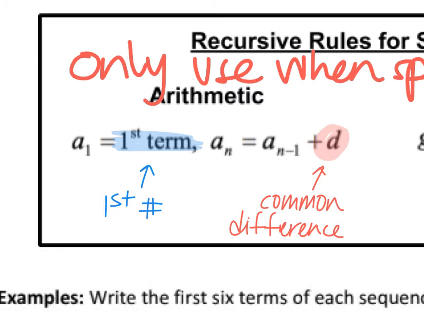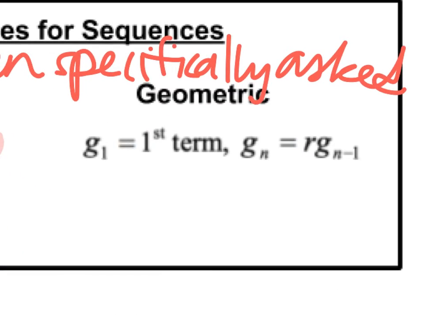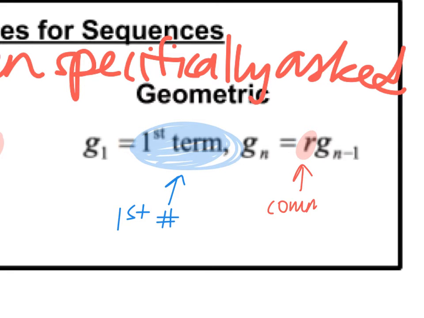What this tells you is the first term is blank, and then you take your previous term and you add some number. For geometric, you will only replace this, so that becomes your first number in the sequence. And then you will also replace R, which is your common ratio. Everything else remains. So you're going to have a lot of G's, you're going to have a lot of N's. Leave it.